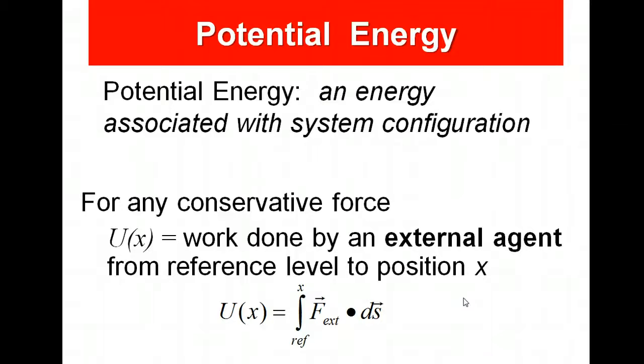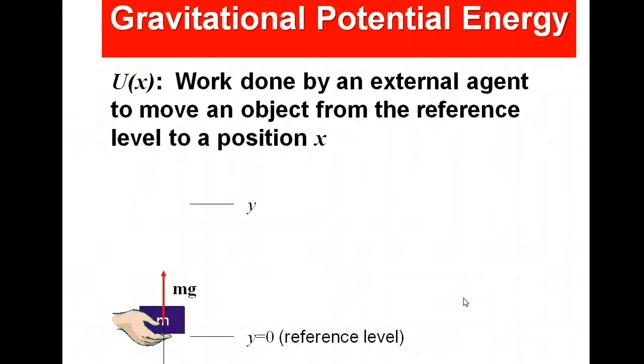So when we take an object and move the object, the work done by the external agent is whatever is moving the object. Me, I'm the external agent. In this example here, we're taking a block of mass m.